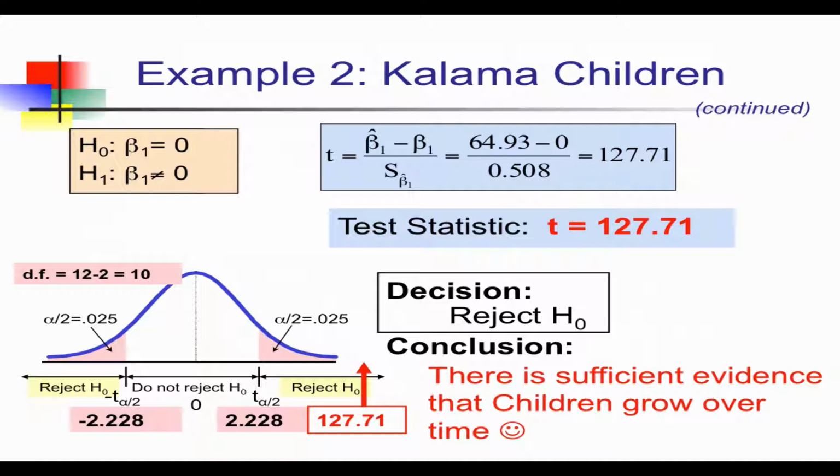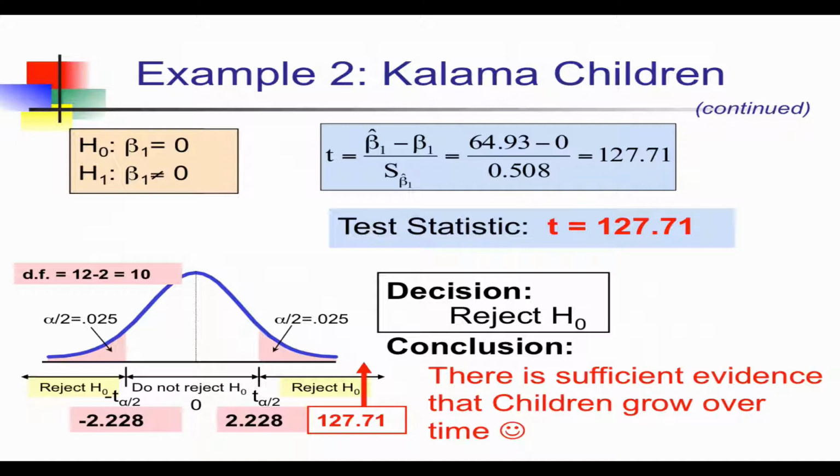So beta hat 1 here, the estimate, is 64.93. And then the standard error estimate is 0.5. So we got t equals 127.7. So this is the test statistic.